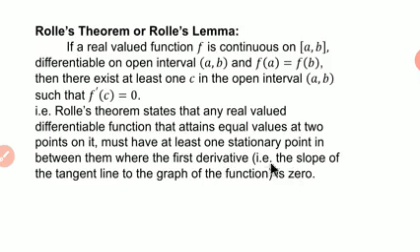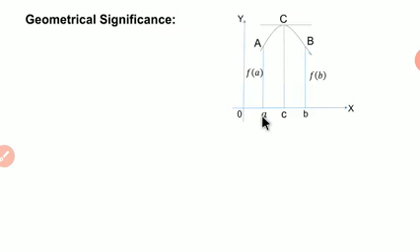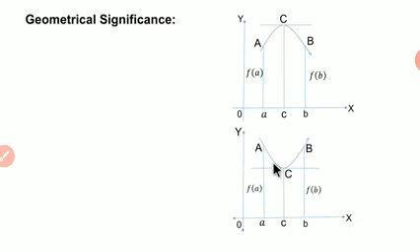That is, the slope of the tangent line to the curve or to the graph of the function is 0. Now we see the geometrical significance. So for that we consider the figure. In this first figure we consider the graph of the curve in this way, and also we consider another graph which shows in another figure.